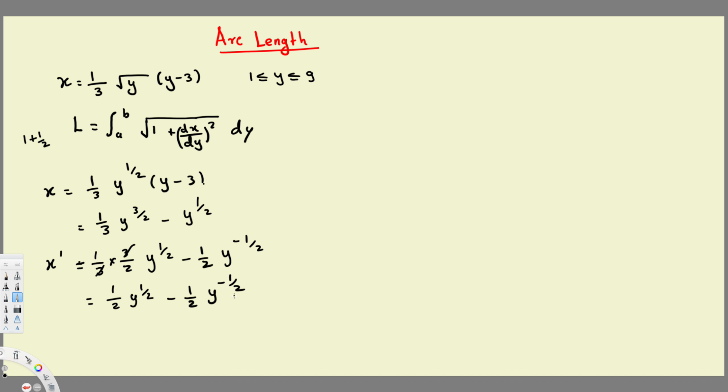Let's see what we can do now. We have x prime, but we need x prime squared, so let's square these two terms and see what we get. We can also write this as root y over 2 minus 1 over 2 root y. Same thing. So let's continue with this, root y over 2 minus 1 over 2 root y, and square it.